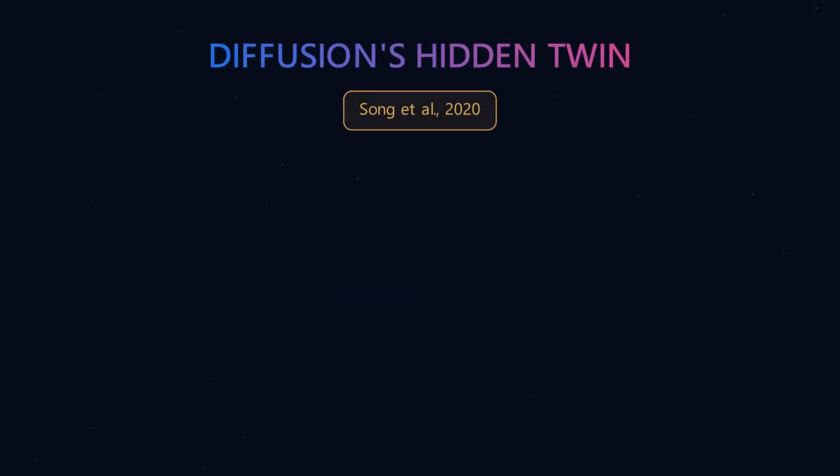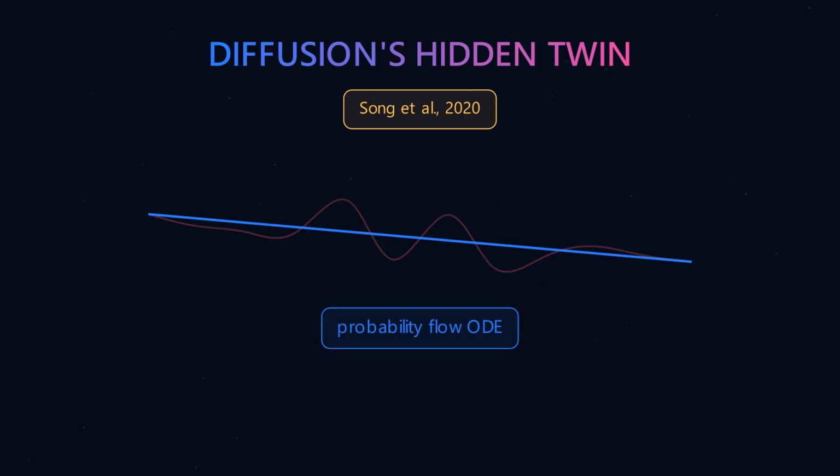There's a pleasing twist to end this chapter on. In 2020, researchers Yang Song and colleagues showed that every diffusion model's noisy stochastic process has a deterministic twin, a probability flow ODE that produces the exact same marginal distributions at every point in time, with no randomness at all. That ODE existed the whole time, hiding underneath every diffusion model ever trained. Flow matching didn't invent the idea of a deterministic path from noise to data. It recognized that you could train directly for that deterministic path from the very first gradient step, instead of first learning a stochastic process and only extracting its deterministic shadow afterward.